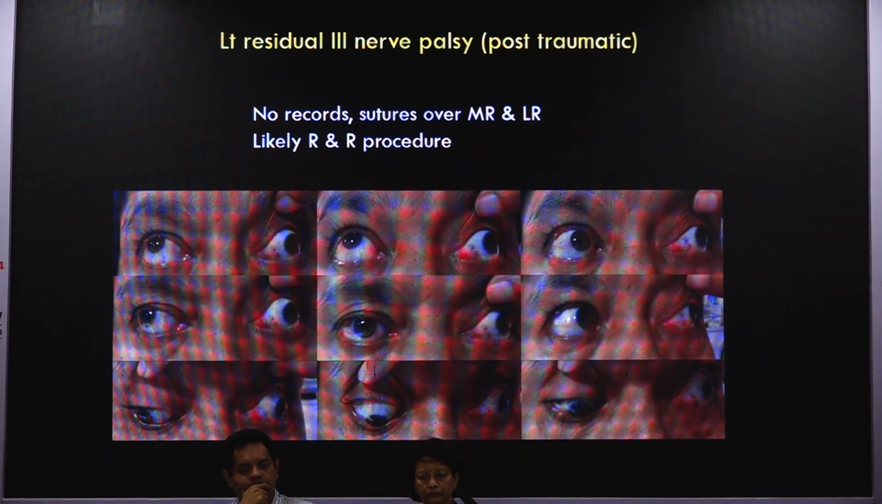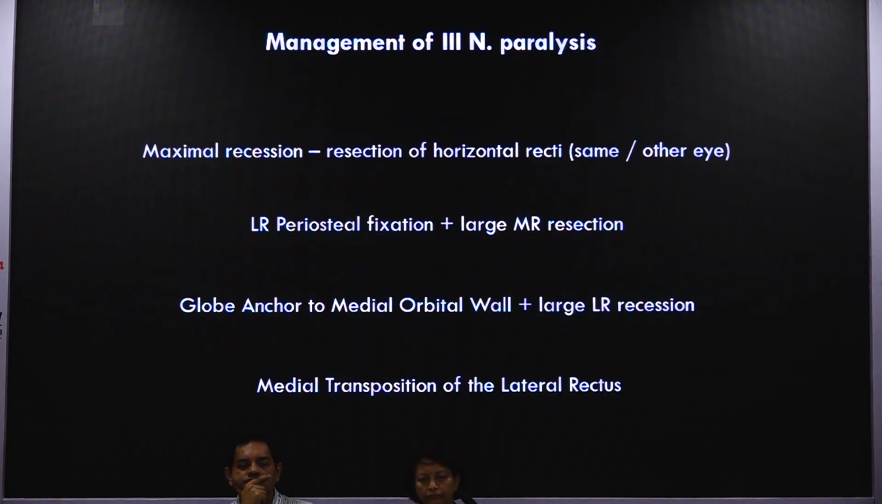Let's just run through some cases of challenging paralytic strabismus, and I can tell you how I have thought about these cases. It may not be the best, and in these challenging conditions there may be hugely different, far more effective ideas. So this was a left residual third nerve palsy, no records available. You can see that there were suture marks on the medial and the lateral side, possibly showing that a recess resect procedure was done.